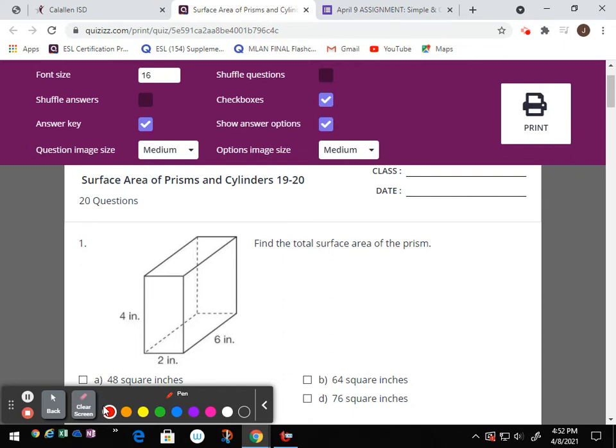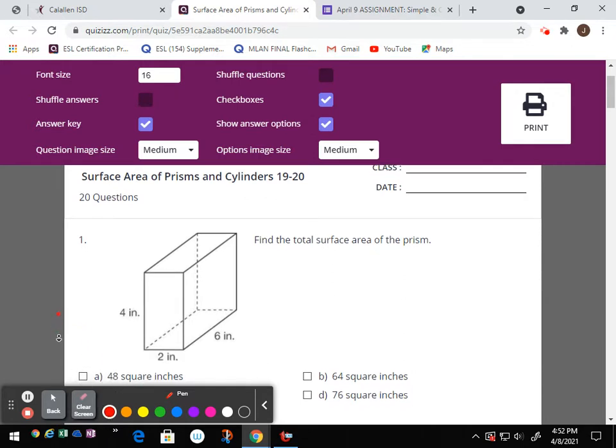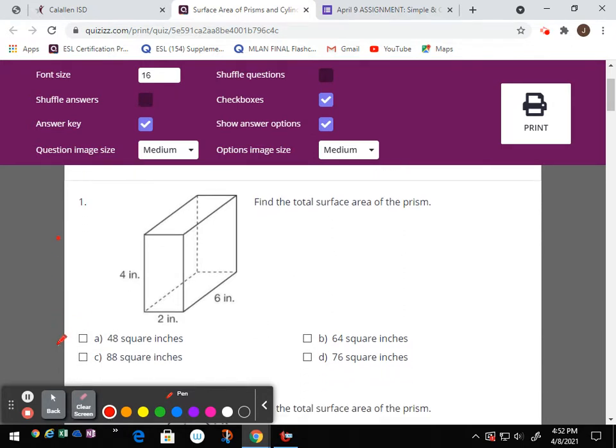This video will be over the April 8th assignment, which was this Quizizz, going over surface area of prisms and cylinders. We're going to start off this video with question number 1. Number 1 says find the total surface area of this prism.